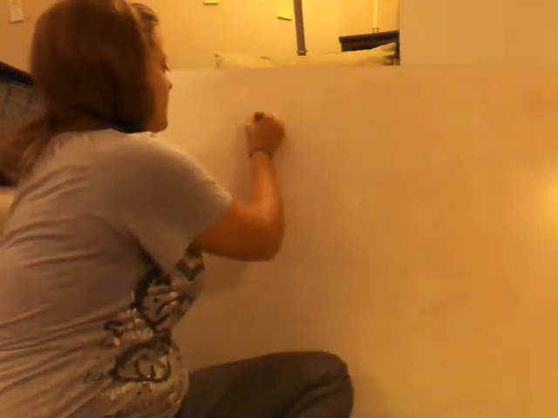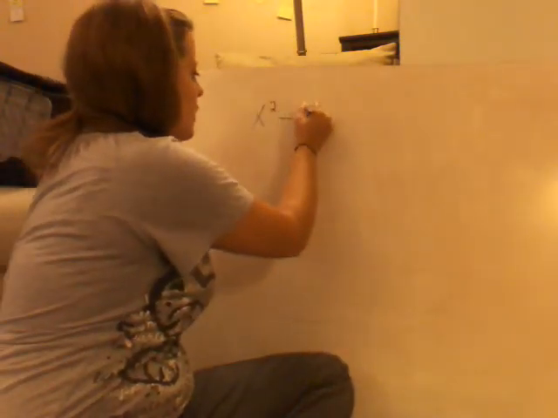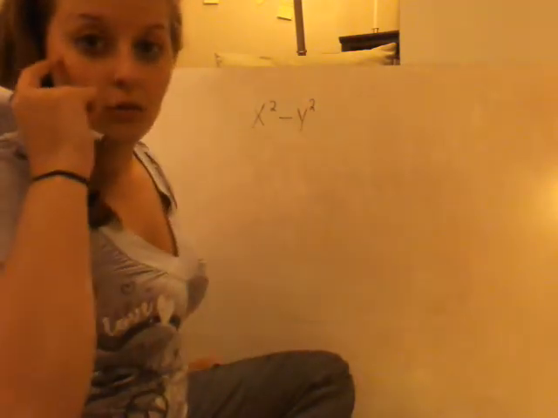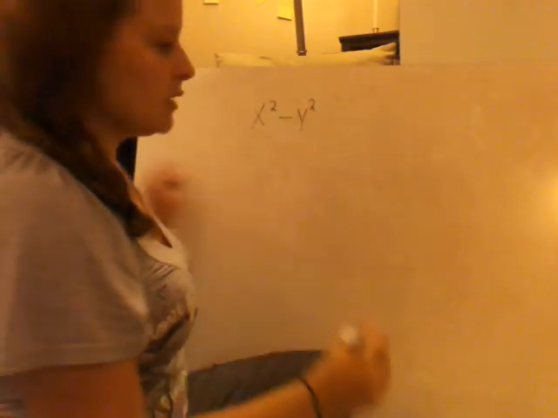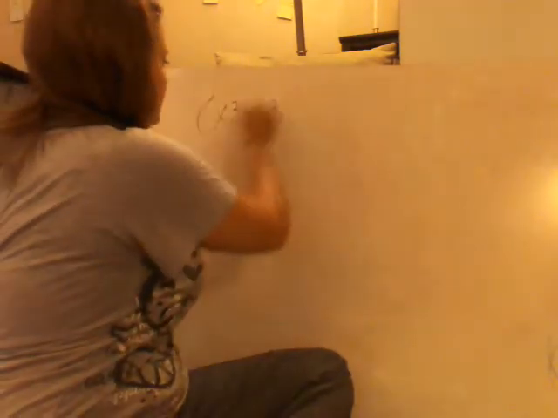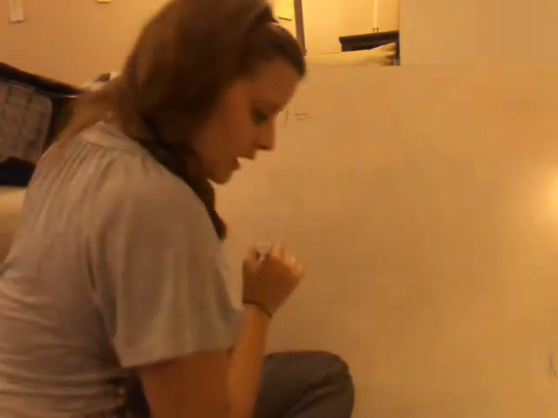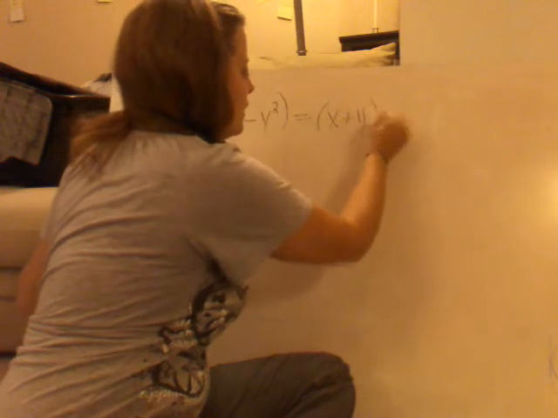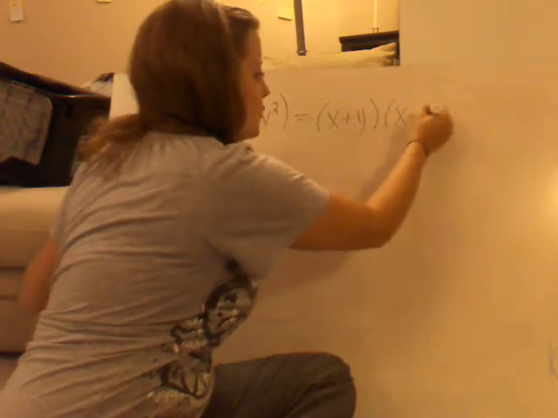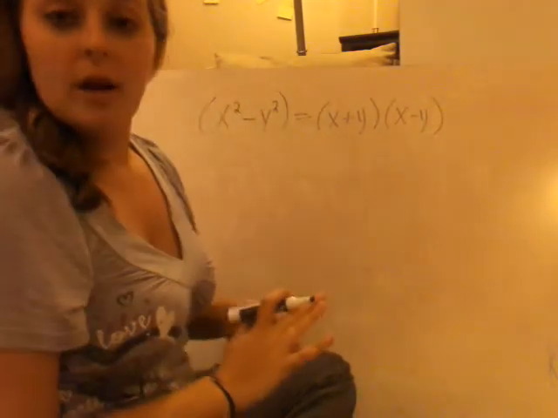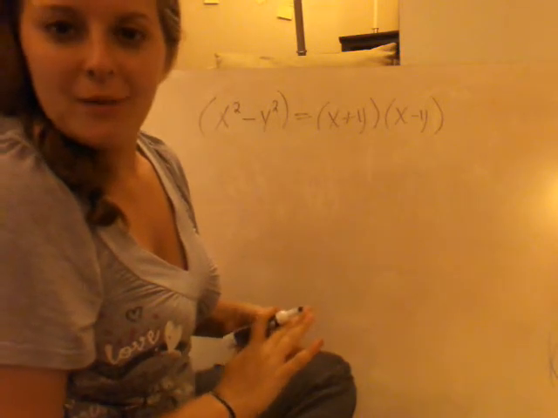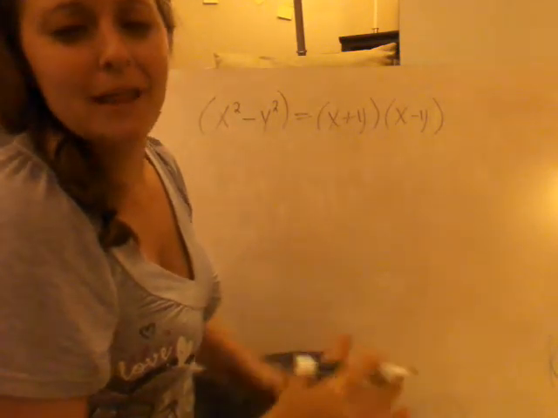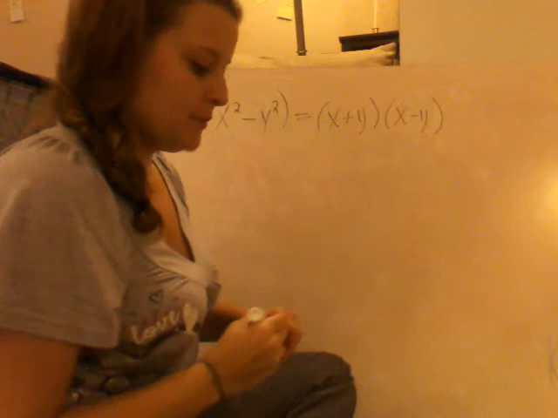Alright, so I've got x squared minus y squared. Now this is the actual formula, so this would work with any number. It is the same as x plus y, x minus y. You might want to know why. Why and why? Alright, but I'm going to prove it to you right now.